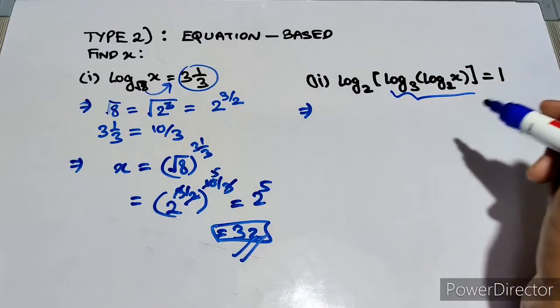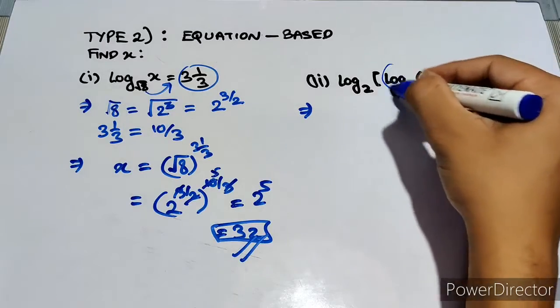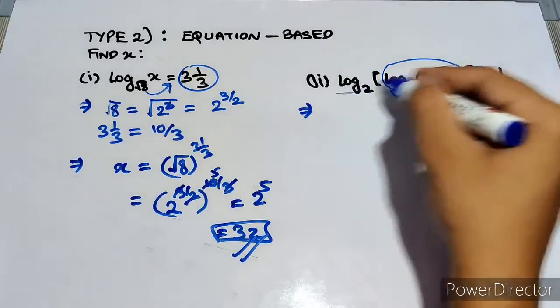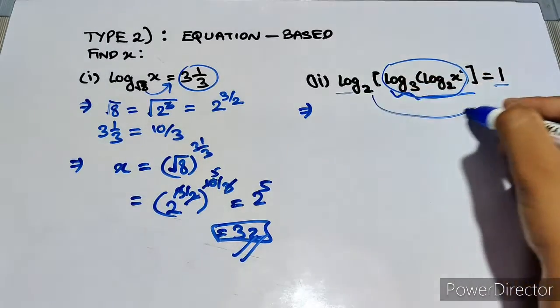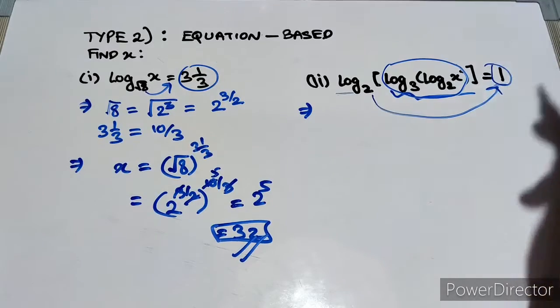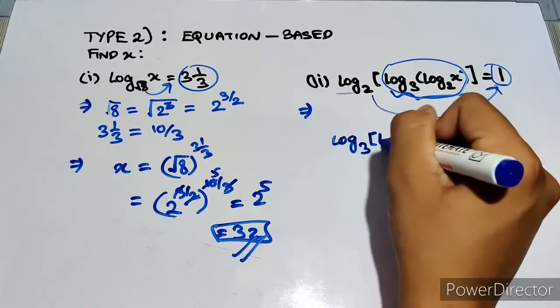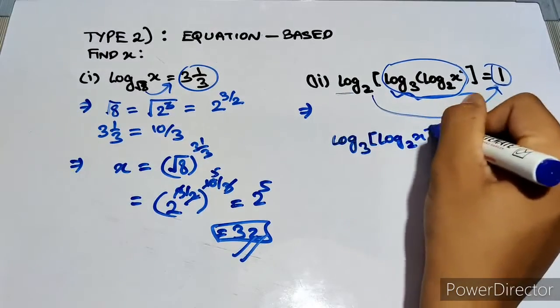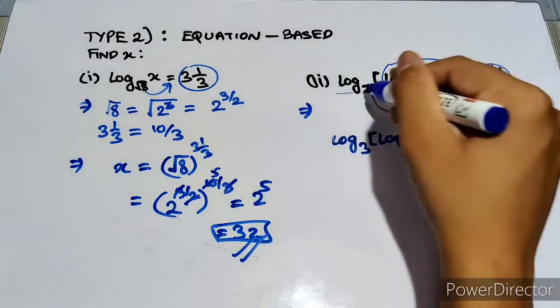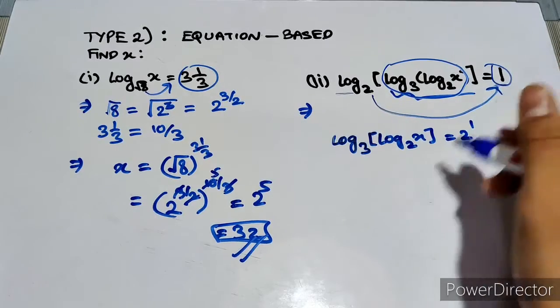So we have to solve this step by step. First, considering this as the argument and this as a basic log, we will give 2 here as a, and 1 will become the power. So log of this is equal to 2 to the power 1. This 2 goes here and 1 will become the exponent.